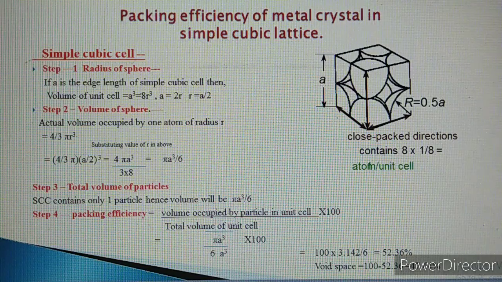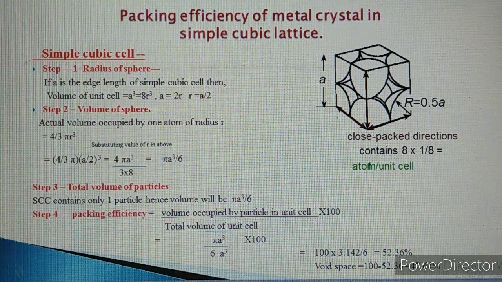Now today we will start with the packing efficiency of the particles in a given crystal. So what is packing efficiency? Packing efficiency is the measure of how tightly particles are packed together in a given crystal. Like coordination number, this is also another way to explain how strongly or how tightly the particles are held together.